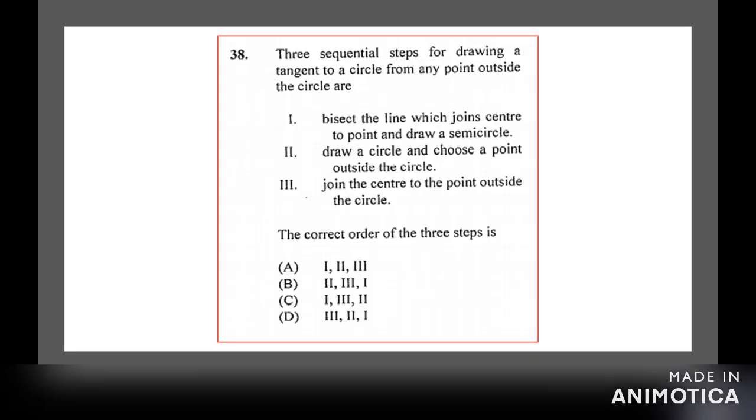Okay. Number 38, three sequential steps for drawing a tangent to a circle from any point outside the circle. Well, the first thing you'll need to do for that one is draw the circle and choose the point outside the circle, as I said in the question. You would need to join the center, and then you will need to bisect the line. So it will be 2, 3, 1. That would be B. So 38 would be B.